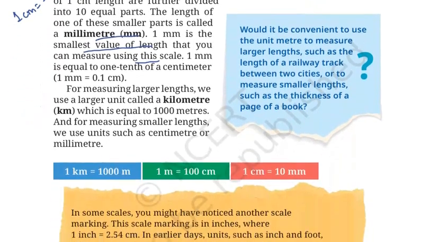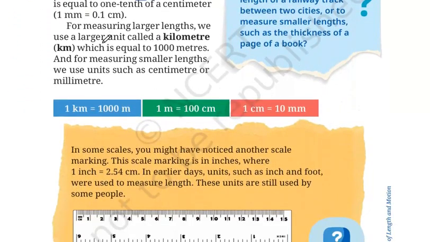Now, for measuring larger lengths, we use a larger unit. Okay. So SI unit we just learned. What is the SI unit of length? It is meter. Okay. It is written as small m. Now, if you want to measure larger lengths, like the distance between two cities, then in that case we use a larger unit called kilometer, and it is written as small k and m. Now, students, 1 kilometer is equal to 1,000 meters. How many meters? 1,000 meters.